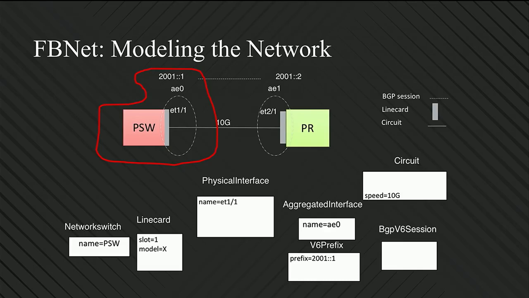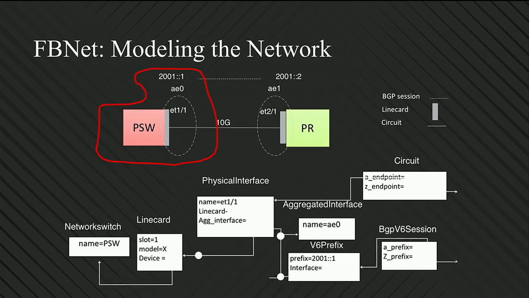These network components are modeled as several AppNet objects: a network switch object, a line card object, a physical interface and aggregate interface object, a V6 prefix, a BGP session, and a circuit object. Objects can have value fields like string or numeric values. For example, a physical interface has the name ET11. Objects can also have relationship fields. For example, a network switch is related to a line card. A line card is related to a physical interface, etc.